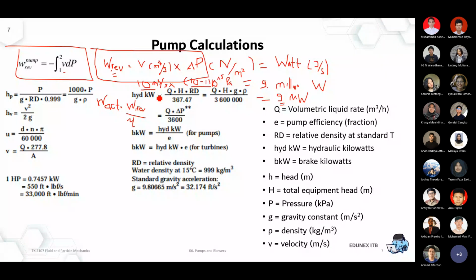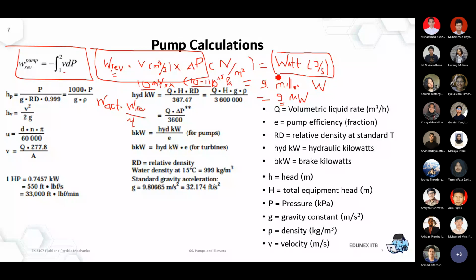The other formulas are just a way to convert the results. Now it's still in watt, but let's say you want to convert it to joule per kilogram, or to meter. That's not really a problem. You just have to divide by the density and the gravity and so on.